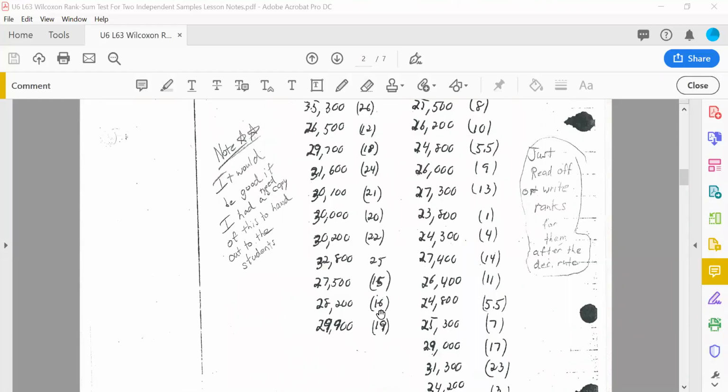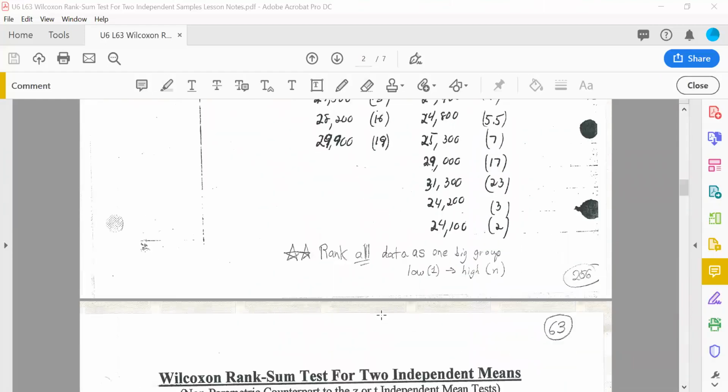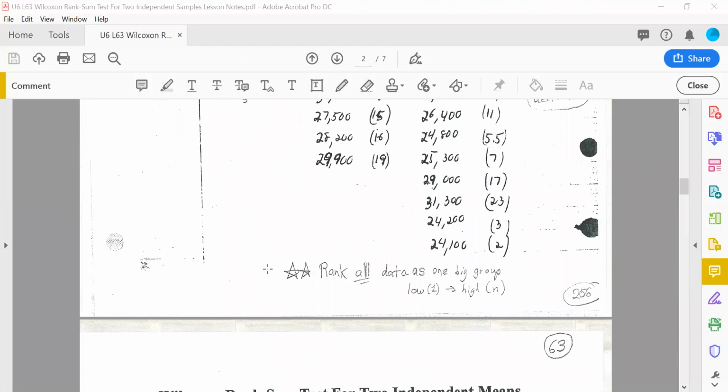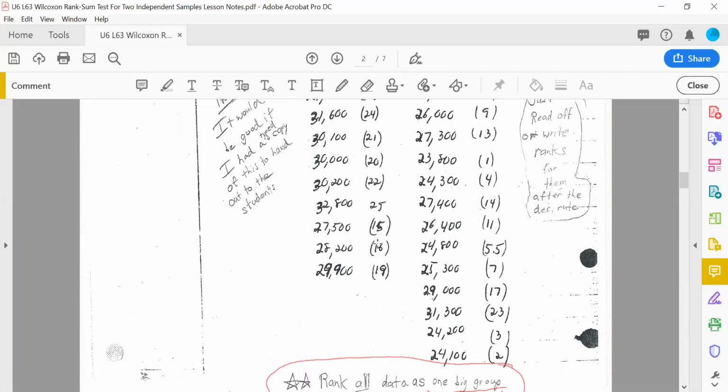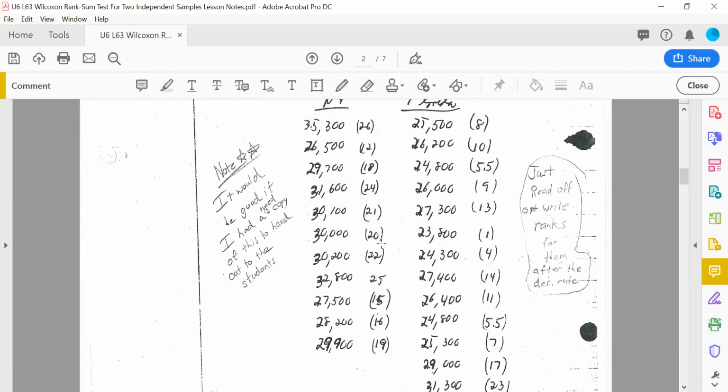But what we are going to do in order to compare them, and this is the most important thing, we are going to rank all of the data as one big group from low to high, okay? So instead of ranking them as separate groups, you can rank them as one big group. So I'm looking, and it looks as though Florida has a lot of the low salaries, all right? New York has higher paying jobs, okay? It also costs more to live in New York.